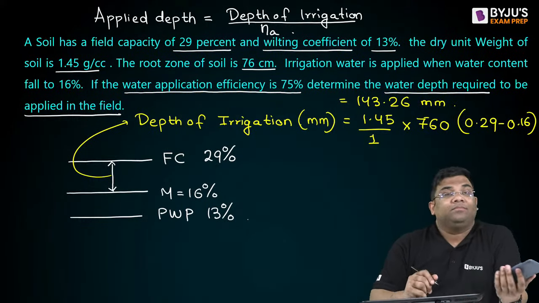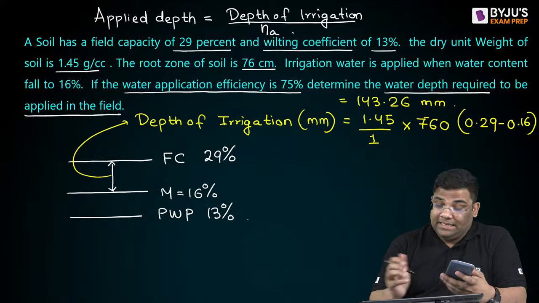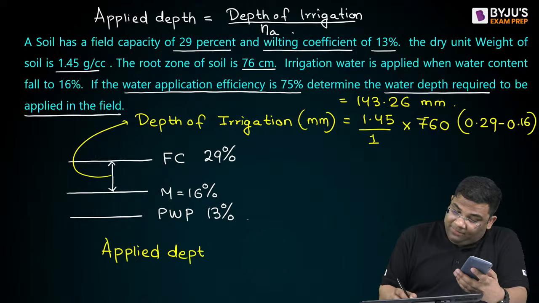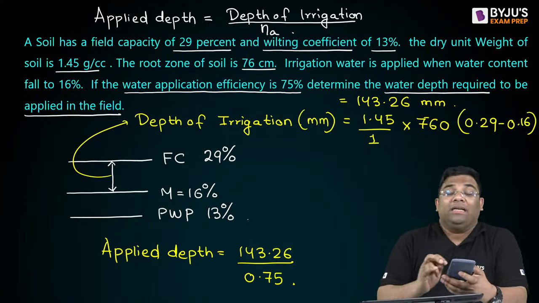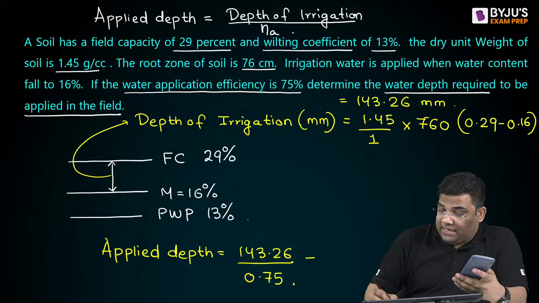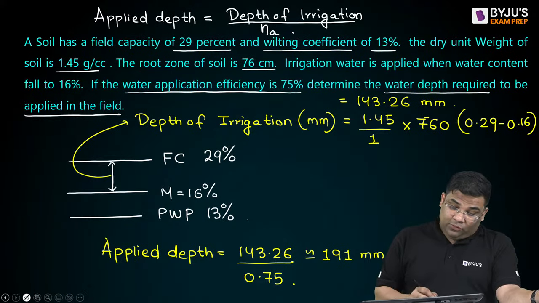Everybody is getting this? 143.26 we are getting. But what is asked is the applied depth. So the applied depth will be the depth of irrigation divided by the water application efficiency, that is 0.75. So when you divide by 0.75, we get almost 191. Understood?